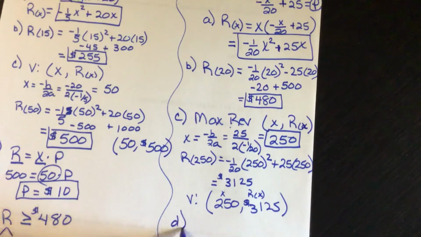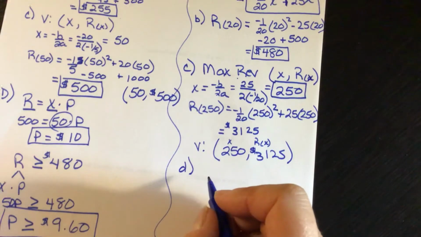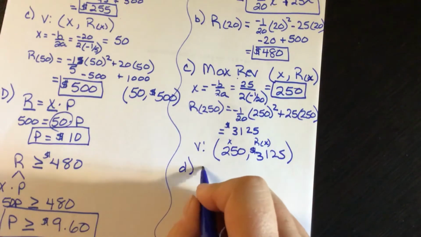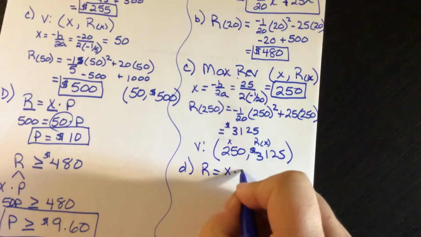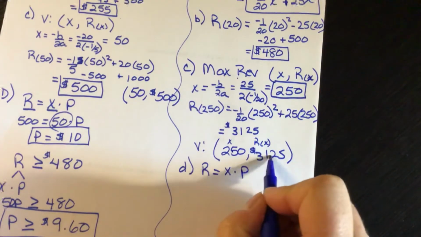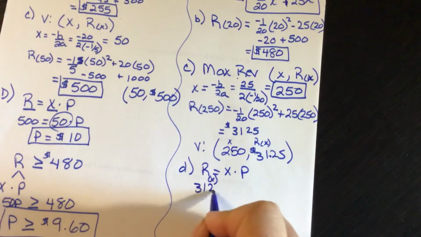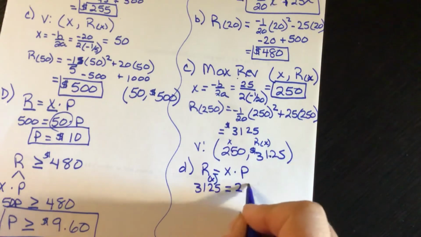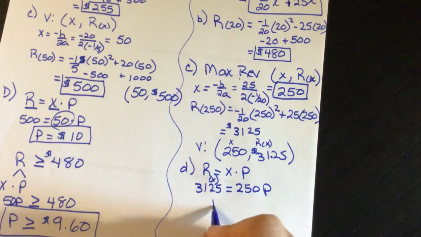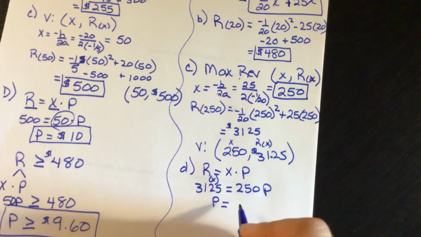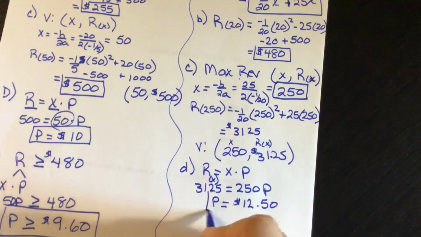Part D asks us to find the price for that maximum revenue. So if I go back and I use R equals X times P, here's X, here's R of X. So I have 3125 equals 250 times P. I'm going to divide both sides by 250, and the price is $12.50.